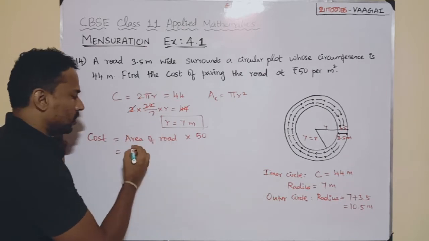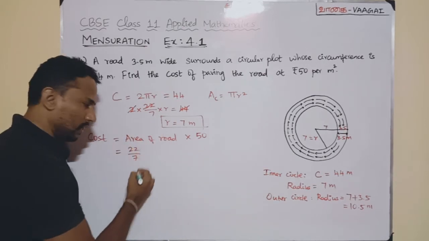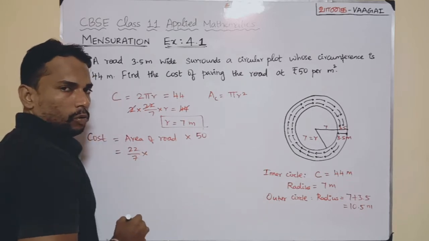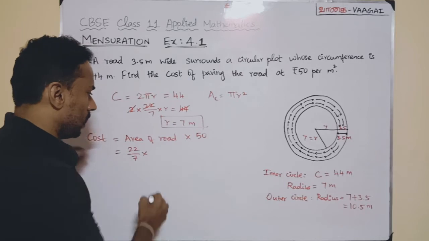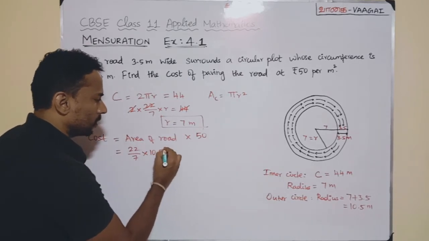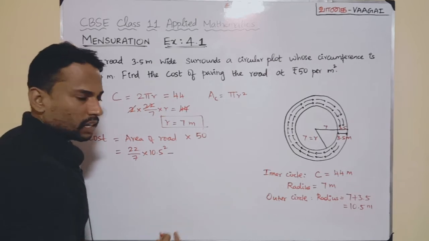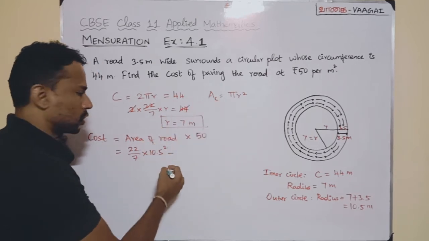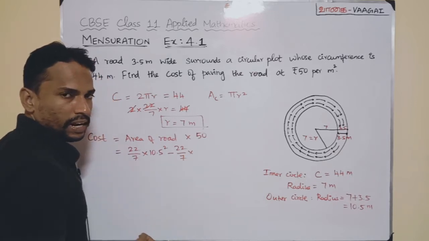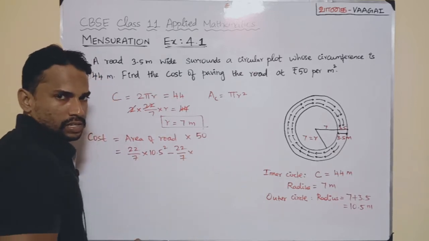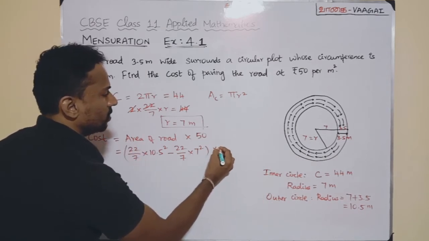Outer circle area will be pi r square, right? So 22 by 7 into, what about the radius of the outer circle? It will be 10.5. So 10.5 square minus, now coming to the area of the inner circle. Area of the inner circle will be again pi r square. So 22 by 7 into, this time the radius of the inner circle will be 7, right? So 7 square. Now this entire thing multiplied by 50 will give you the answer.